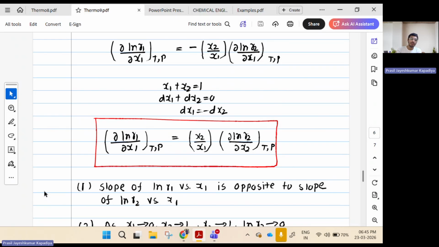So this is a very important thing to know: if I know how gamma 2 varies with its composition x2, I can automatically find out how gamma 1 varies with composition x1. So we say that the slope of ln gamma 1 versus x1 is opposite to the slope of ln gamma 2 versus x1. These slopes are opposite, right? It is just a negative sign.